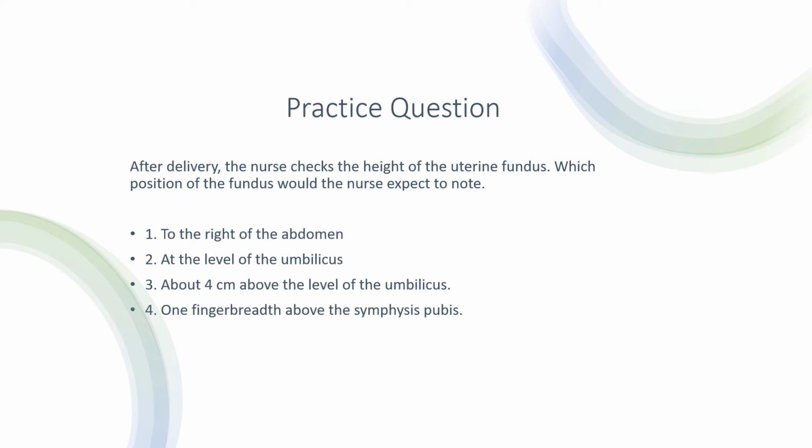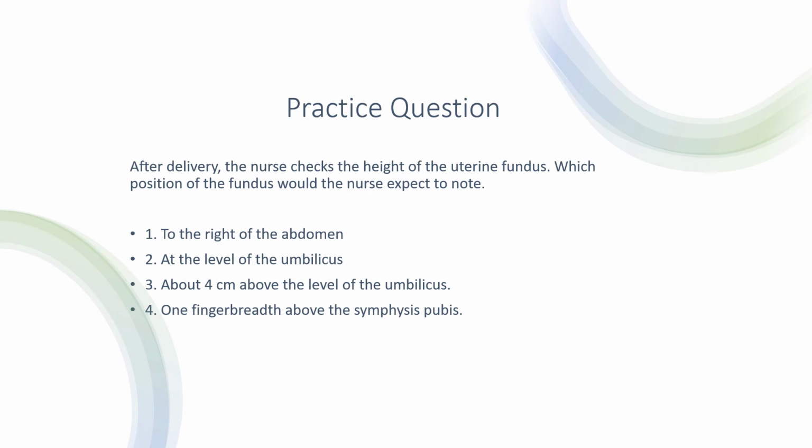Which position would the nurse expect to note? Is it going to be to the right of the abdomen? At the level of the umbilicus? About 4 centimeters above the level of the umbilicus? Or 1 finger breadth above the symphysis pubis? So if you said number 2, you are correct. Should be around the level of the umbilicus.